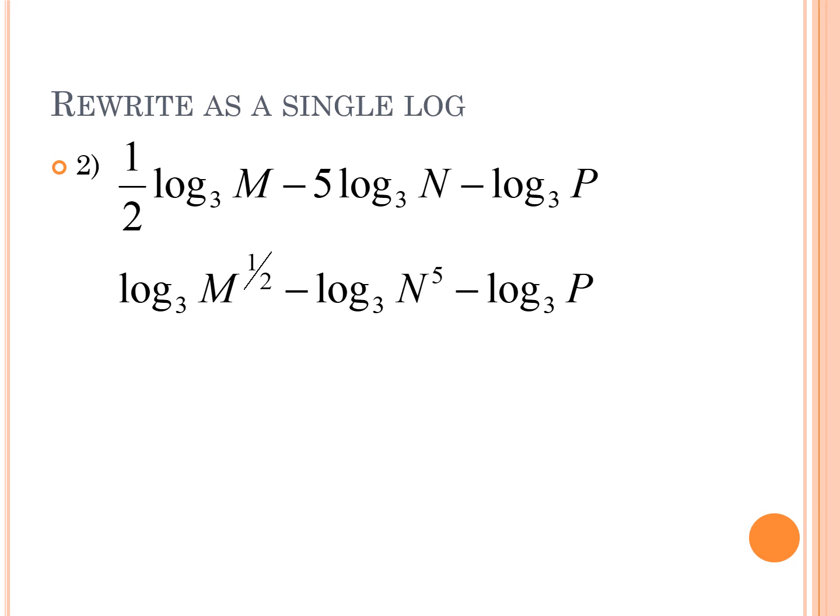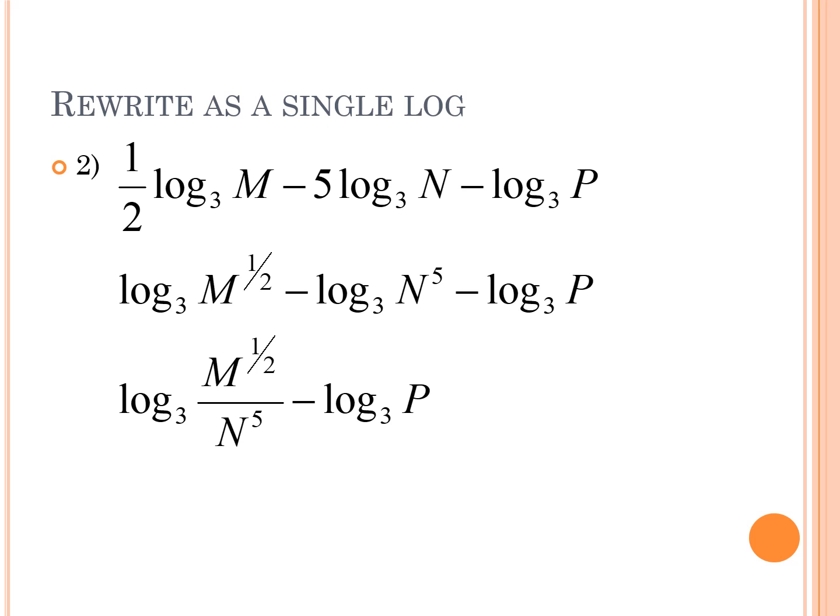Now for this next step, I have just really focused on the first 2 logs, and then I'll deal with the log base 3 of p in a minute. You could have done some factoring out of that negative and combining some different things separately, which would be fine. But we have log base 3 of m to the 1/2 over n to the 5th. And again, if we're subtracting another log, that's going to go down in the denominator.